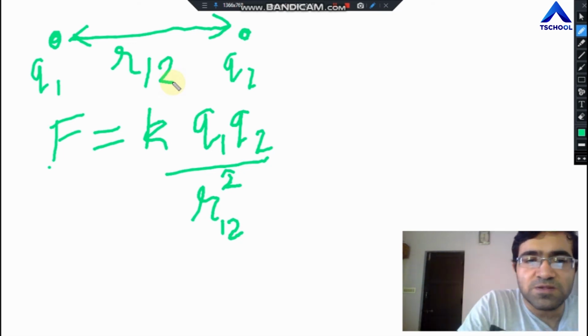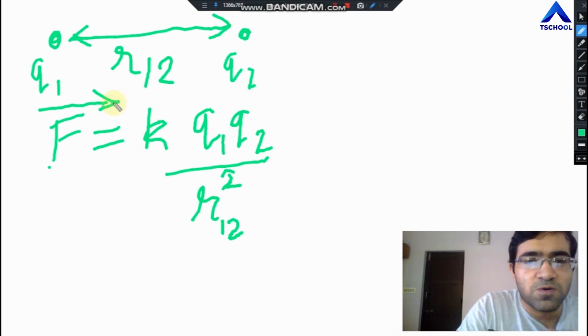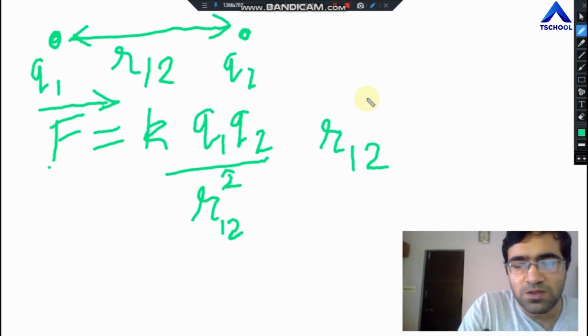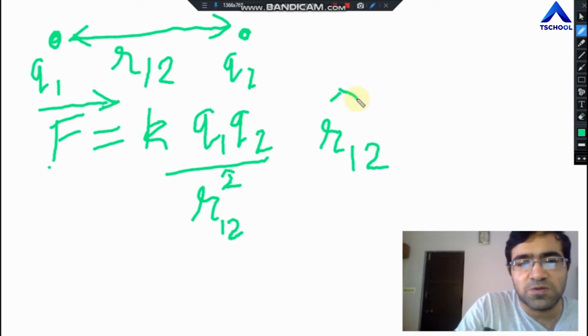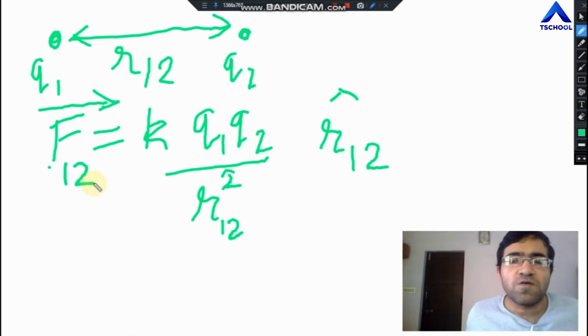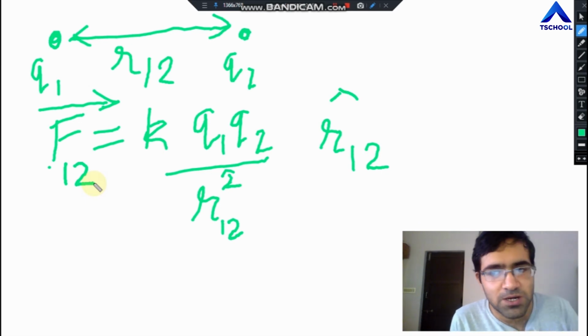And if you want to write the same thing in vector form, all you have to do is put an arrow on F and put r12 hat. Now this will give you both the direction and the magnitude of the force acting on the first charge q1 due to the second charge q2.